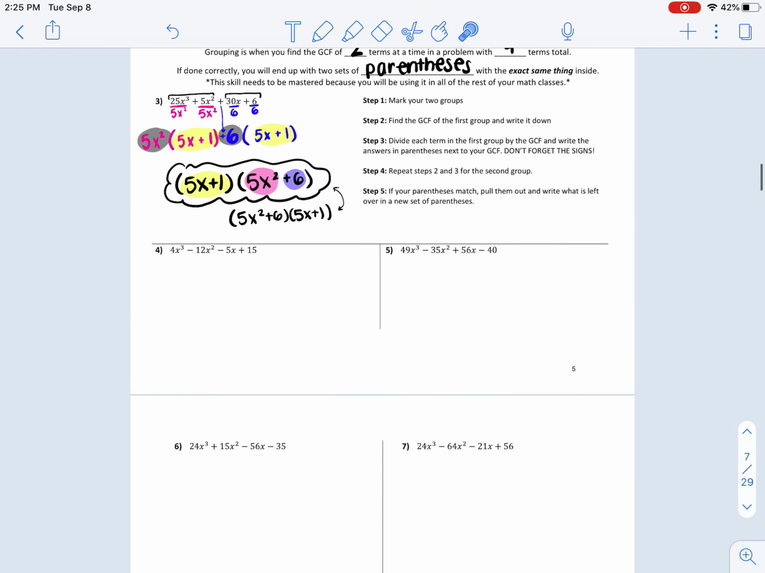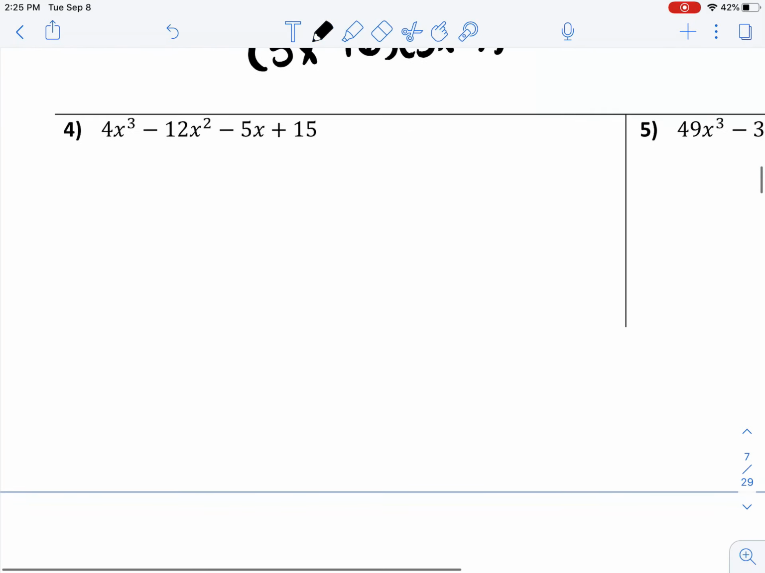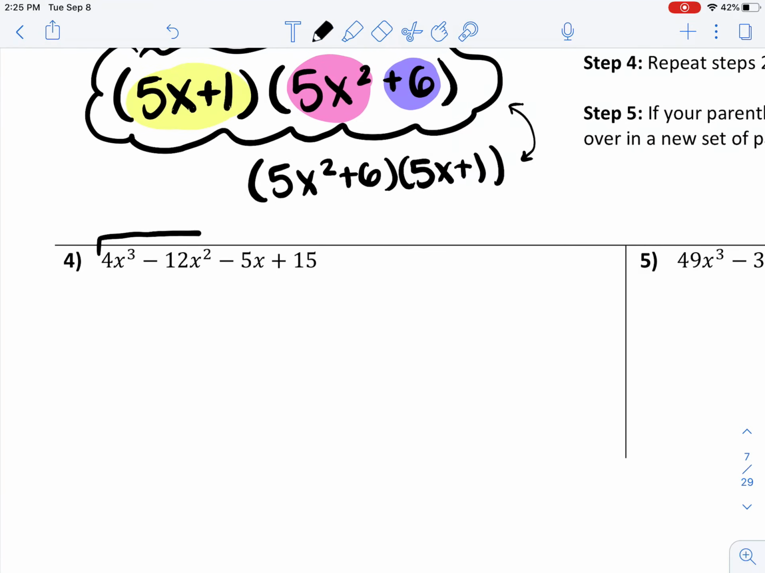Okay, so let's do that twice more on the front. So I'm going to split up my groups. I've got group 1 and group 2. Find the GCF of my first group. So the biggest number that goes into 4 and 12 is 4. And then I need to use my smallest exponent, so that's x squared. So my GCF for group 1 is 4x squared.